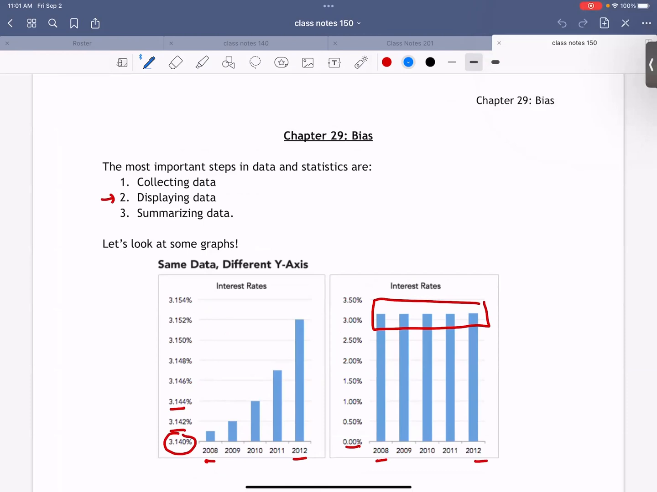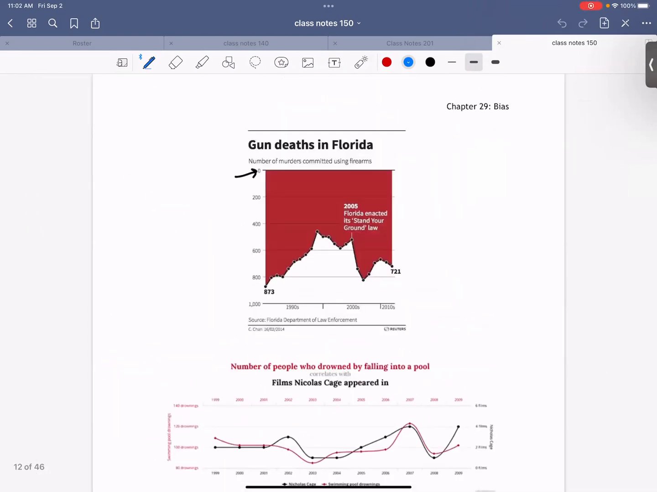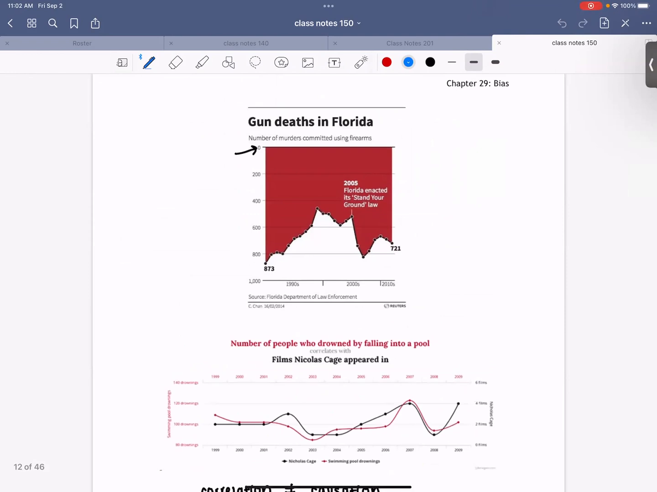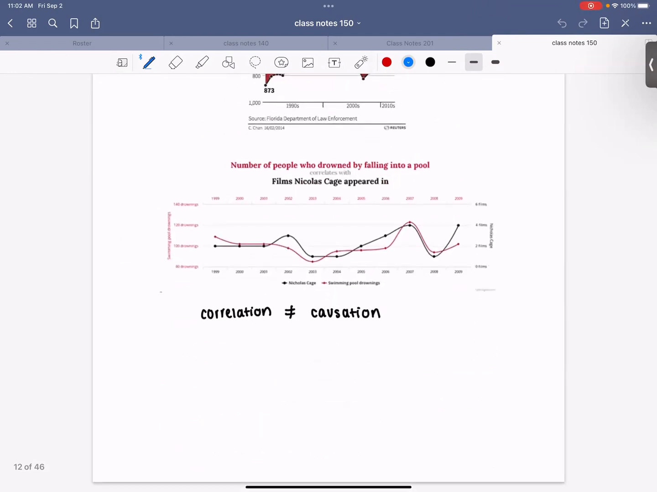Good. So we started talking about this thing called bias. We talked about how things can be biased when we look at how we display data. So like different types of graphs can be kind of misleading when you look at them. For example, the y-axis might be shifted a little bit, or someone might be trying to say that there's a correlation between two things and implying that there's some sort of causation behind it.